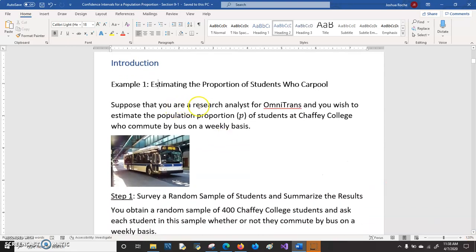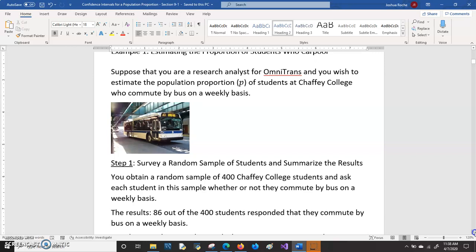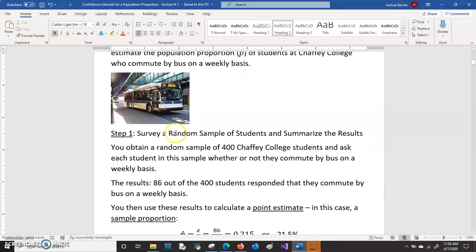Suppose that you're a research analyst for Omnitrans and you wish to estimate the population proportion of students at Chaffey College who commute by bus on a weekly basis. So if you are conducting this study, the first thing that you would need to do is to survey a sample of students, get the results, and then summarize those results.